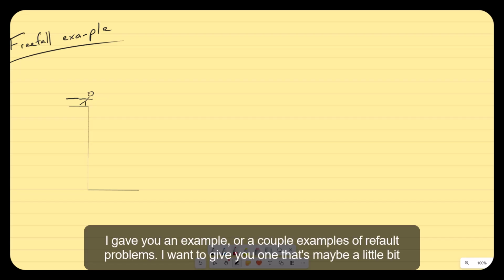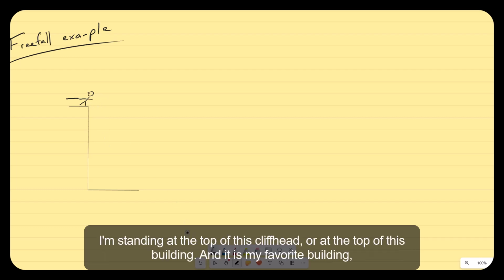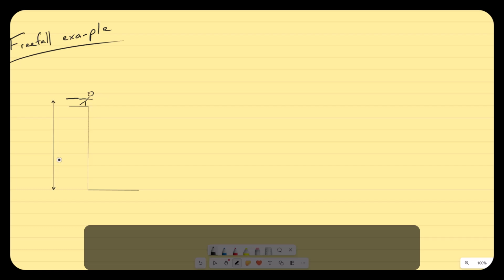I gave you a couple examples of free fall problems. I want to give you one that's maybe a little bit more complicated. I'm standing at the top of this cliff, or at the top of this building, and it is my favorite building, or it quickly will become. Let's make this thing 20 meters tall.